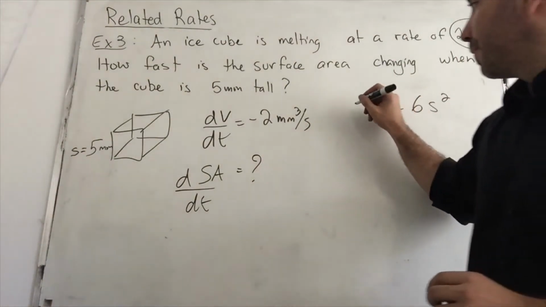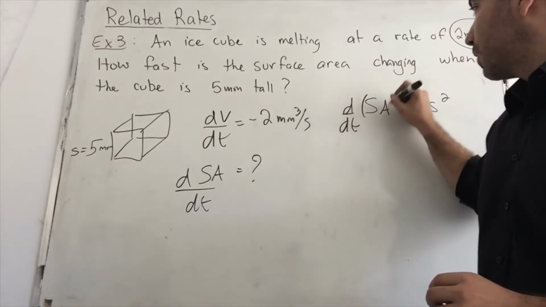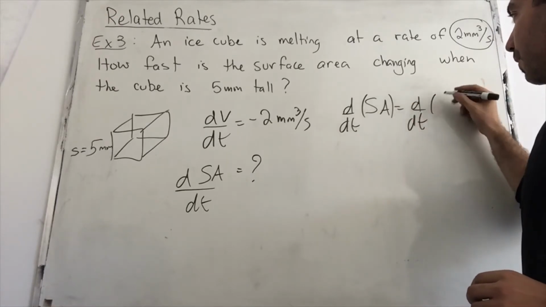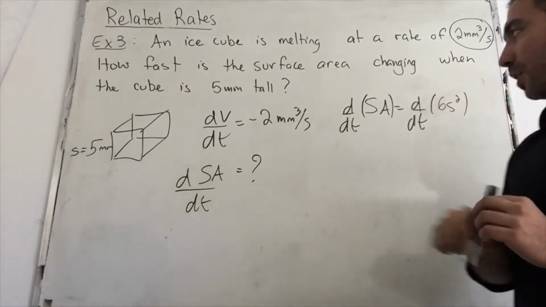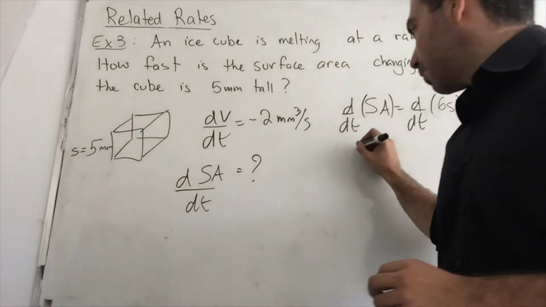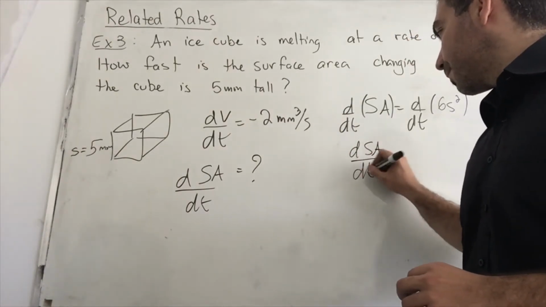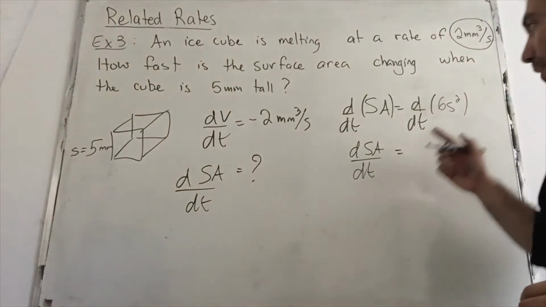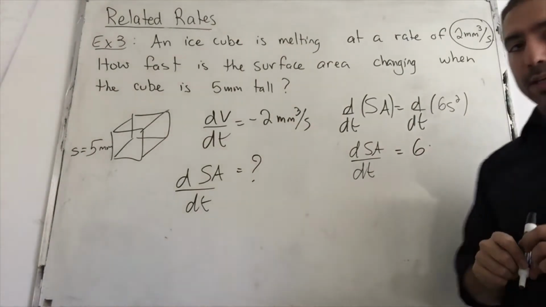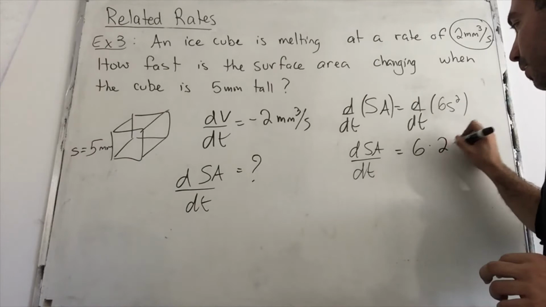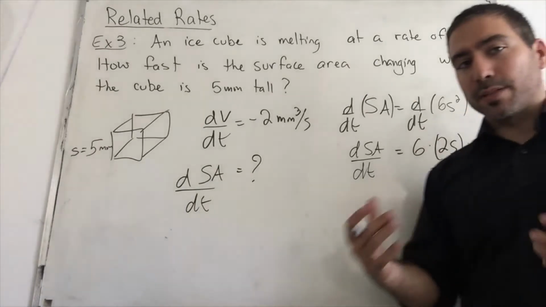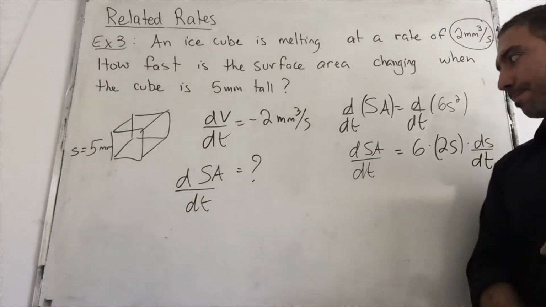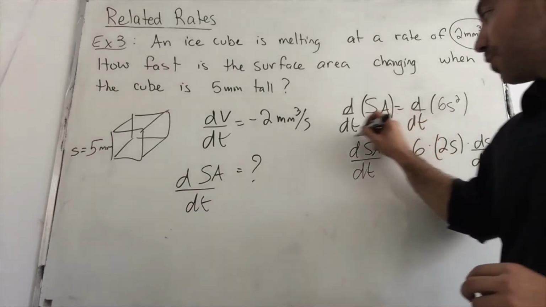So here we're taking the derivative with respect to time on both sides of the equations. So d/dt of 6s squared. So the derivative of the surface area is just the derivative of the surface area. And the derivative of 6s squared with respect to time is 6. That's a constant multiple. It sits on the outside. And the derivative of s squared is 2s. And because we're deriving with respect to time a different parameter, it's ds/dt. Okay. So the derivative of the surface area is what we're looking for.